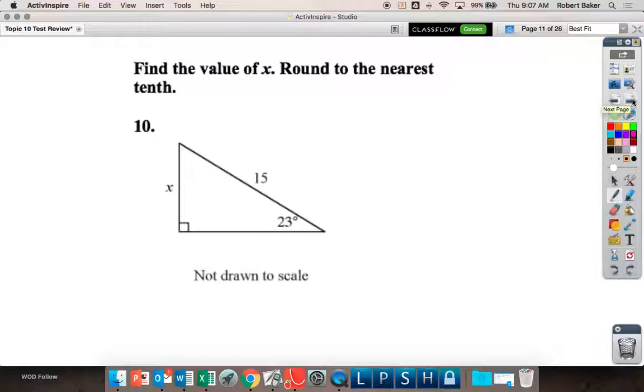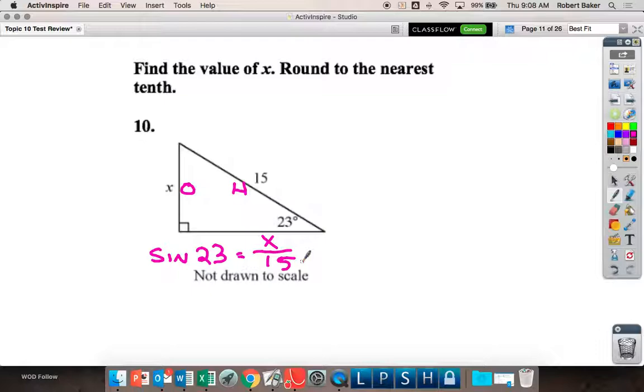There you go. Find x. Round to the nearest whole number. Whole number. Whole number. We're trying to use something to solve for x. So what is x in relation to 23? Opposite. What is the 15? So what trig function uses opposite and hypotenuse? Sine. So if I do the sine of 23, it should be equal to opposite over hypotenuse.